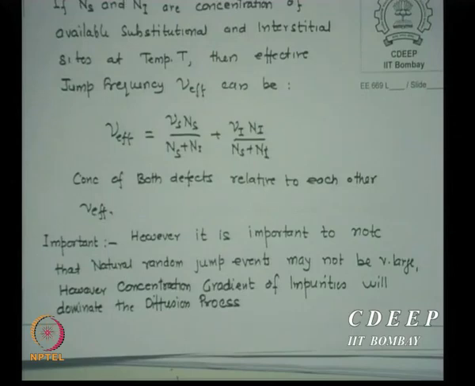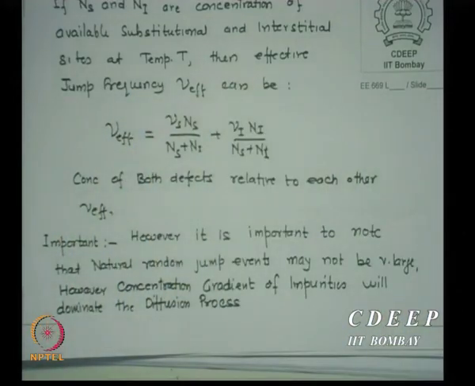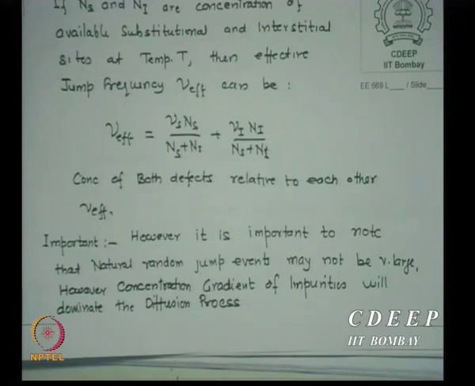However, it is important to note that natural random jump events may not be very large. These are called natural random jumps, okay. Most of the impurities actually travel because of concentration gradient: larger impurity concentration here, smaller here, and they try to diffuse through to make equalization. So the question arises, why do we do all this if it is only gradient dependent?